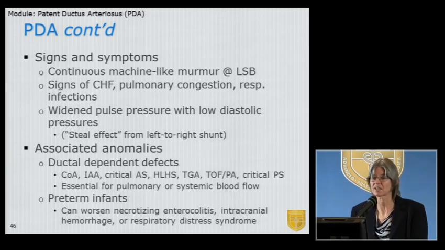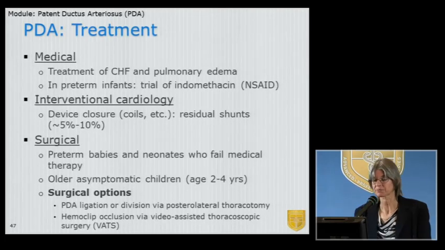A lot of defects need the ductus for adequate pulmonary circulation or systemic circulation. So all these listed here, coarctation, interrupted aortic arch, critical aortic stenosis, hypoplastic left heart, TGA, critical PS, they all depend on the ductus for either pulmonary or systemic blood flow. And then preterm infants, I already said, they go into severe respiratory distress, or they develop intracranial hemorrhage because of the steal effect. How do you treat it?